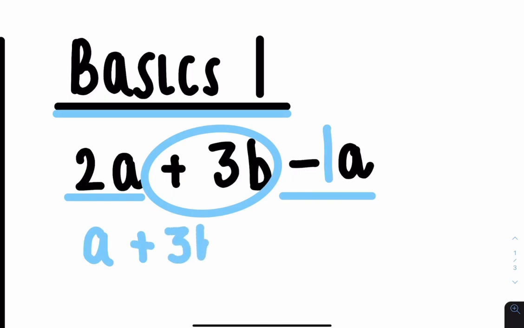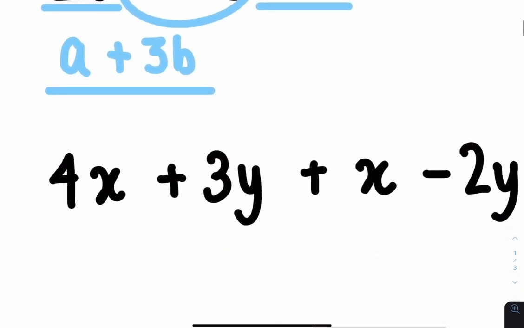Now what we just did is collected like terms. So we collected all the a's together and all the b's together. And this simplifies the expression to get a plus 3b. Now another example, but in terms of x and y, which is more common to see.